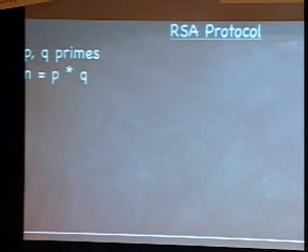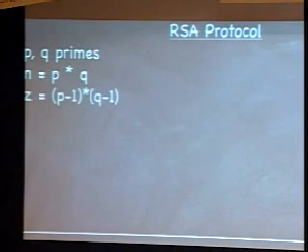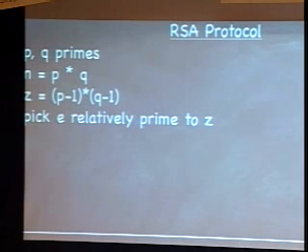So we pick two numbers, P and Q, which are prime, and then we generate some number N, which is equal to P times Q, and another number Z, which is equal to (P minus 1) times (Q minus 1). Okay? And then pick another number E, which is relatively prime to Z. Relatively prime just means that E doesn't divide Z evenly. So Z is not divisible by E.